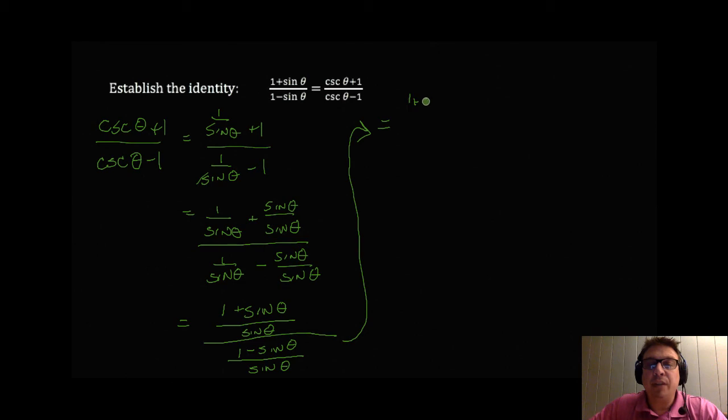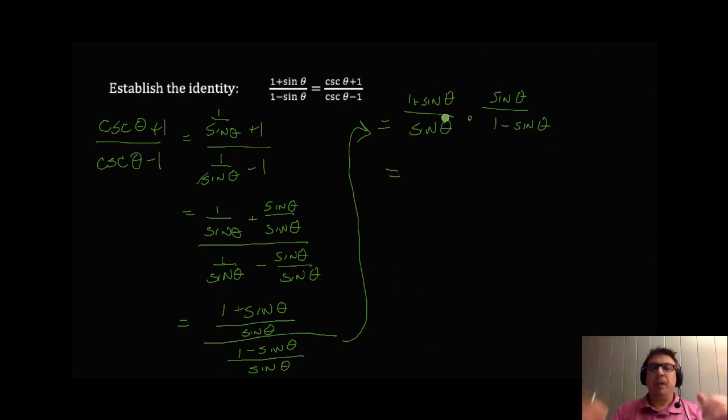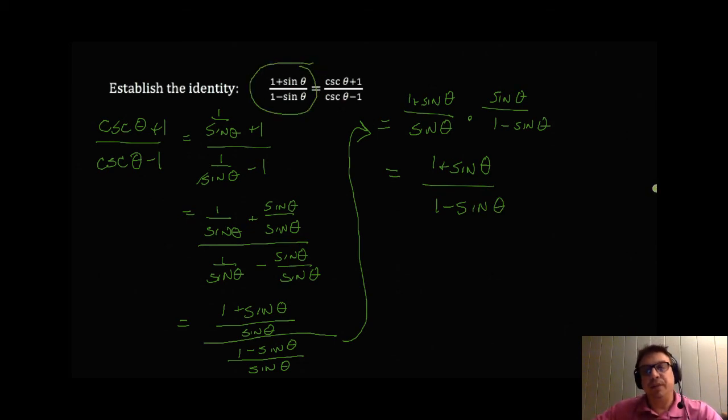So I've got 1 plus sine theta divided by sine theta times the reciprocal of the denominator. So that means I get sine theta in the numerator divided by 1 minus sine theta in the denominator. Like we said, the sine thetas will simplify. I'm not going to cross them out because I'm just trying to have my work shown step by step, but I know that that and that are going to go away because they divide out to 1. So they do not contribute. So now I end up with my numerator being 1 plus sine theta and my denominator being 1 minus sine theta, which is exactly what we wanted it to equal in the first place.